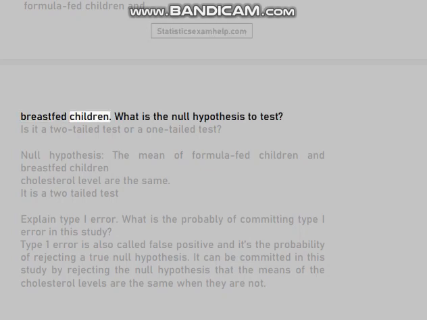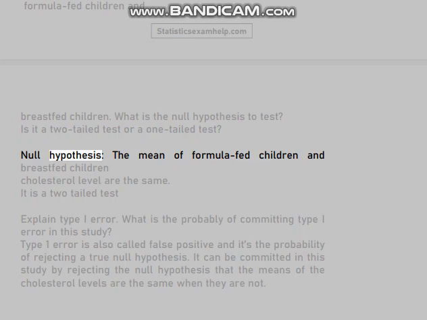breastfed children. What is the null hypothesis to test? Is it a two-tailed test or a one-tailed test? Null hypothesis: the mean cholesterol levels of formula-fed children and breastfed children are the same. It is a two-tailed test.